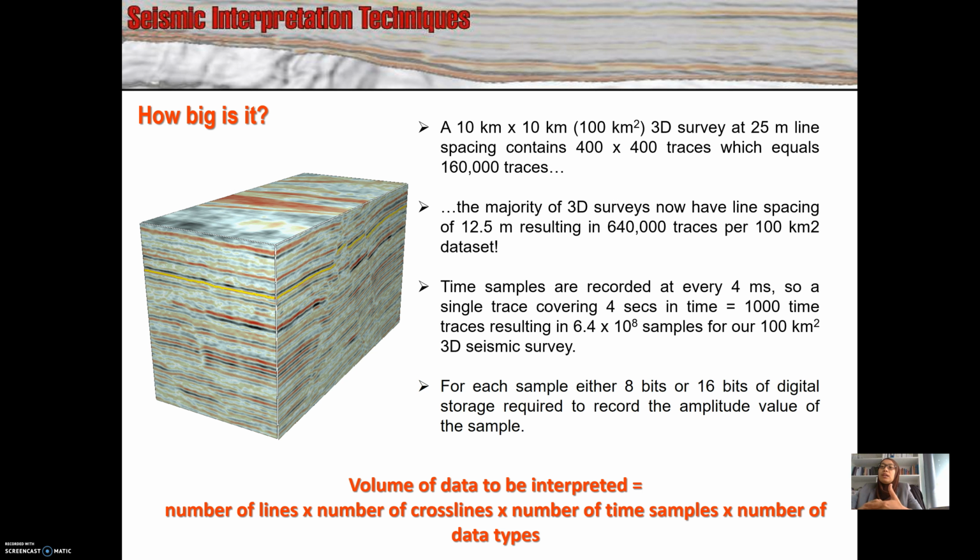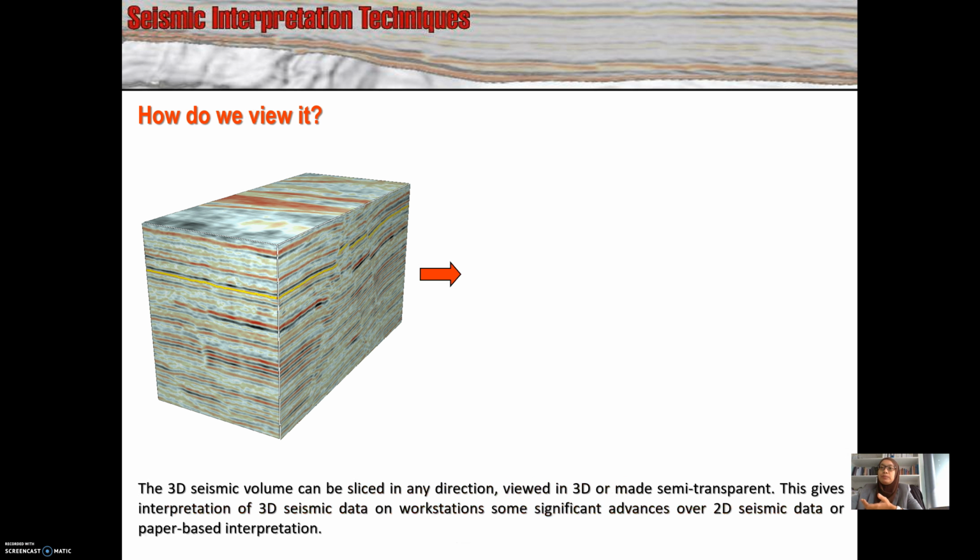So the amount of data, or volume, to be interpreted for 3D data is the number of inlines times the number of cross lines times the number of time samples and the number of data types, meaning what domain you are interpreting it in. So how do we actually view it?